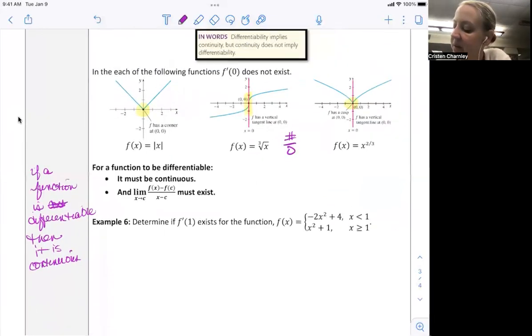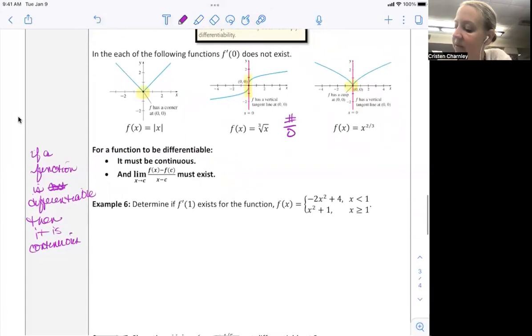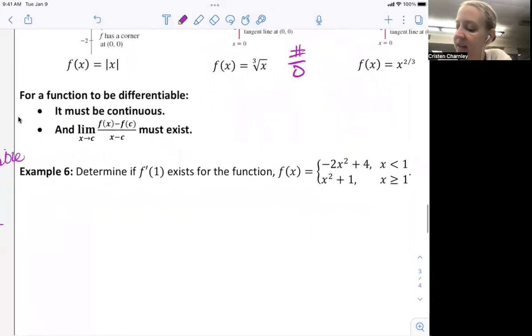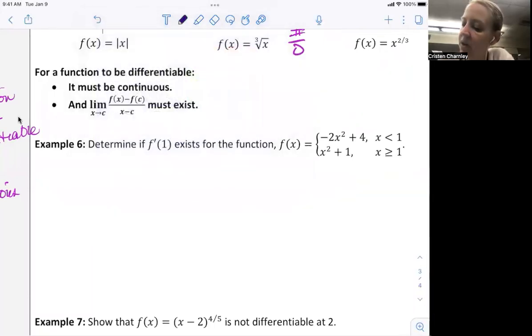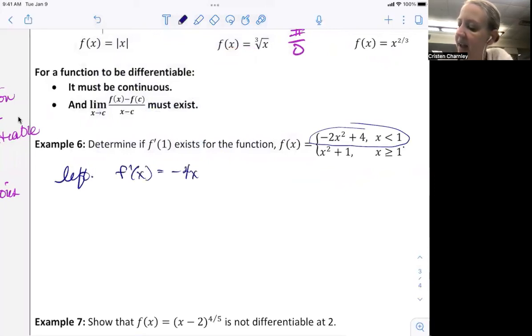Example 6, determine if f prime of 1 exists for the following function. So we're going to use that power rule again because it's so much quicker. We're going to check the left-hand side, and we know that that is the first piece. So f prime of x is equal to -4x. And if we try the value of 1, f prime of 1 is equal to -4 times 1, -4.